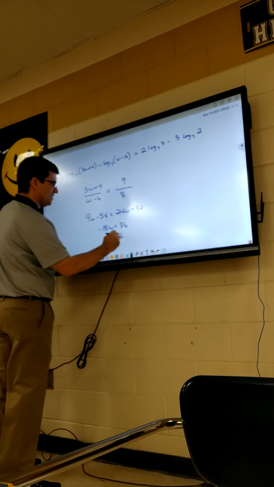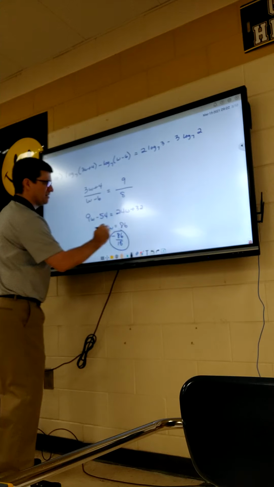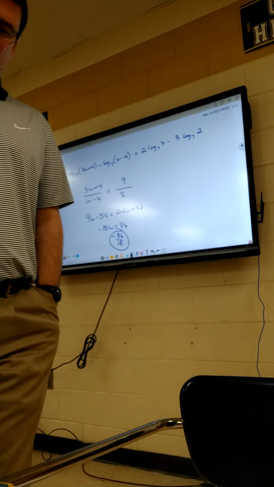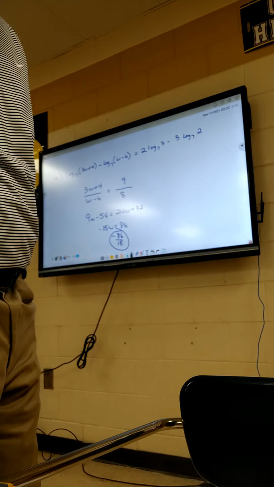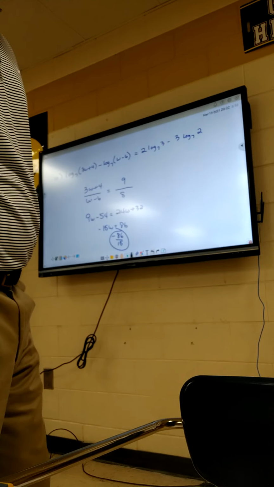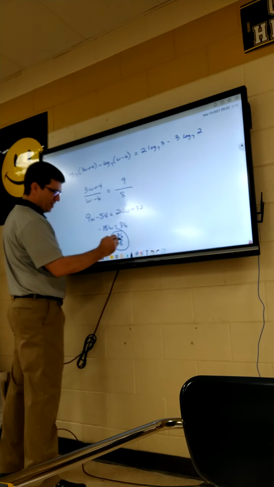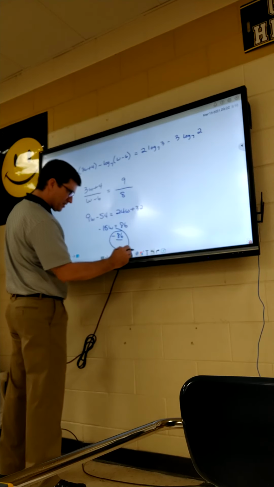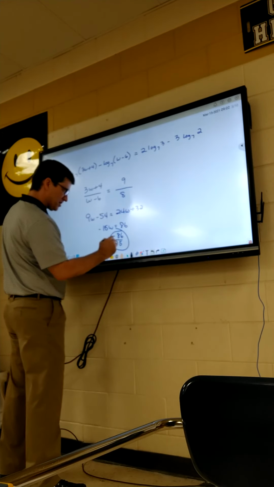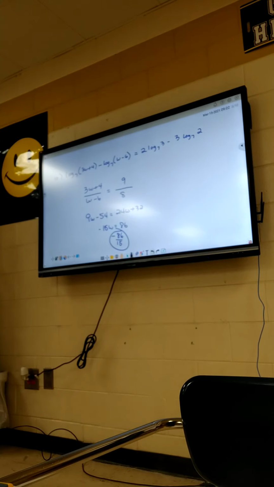I got negative 86 over 15. Will that simplify? Will that reduce? 86 over 15. Nope. All right, so that's just a nasty fraction for an answer. I always think I messed up when I get a fraction like that for an answer. Just doesn't look right. All right, any question on how we got that? Everybody good?